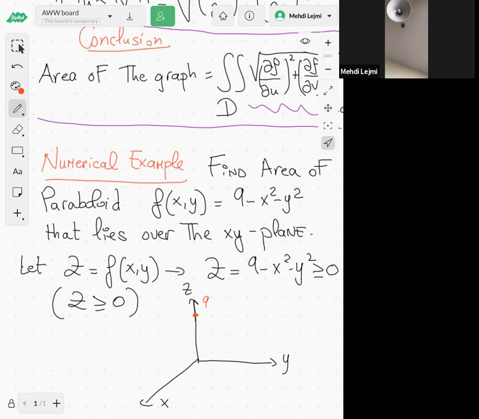Because you're going to subtract minus x squared minus y squared, so you're subtracting positive numbers from 9, which means that the height z is going to decrease, right? x squared and y squared are positive, so subtracting them from 9 makes the height z decrease. So this paraboloid would be something like this here. So this is 9 minus x squared minus y squared. And again, it lies over the xy plane, so the height z must be larger or equal to 0.